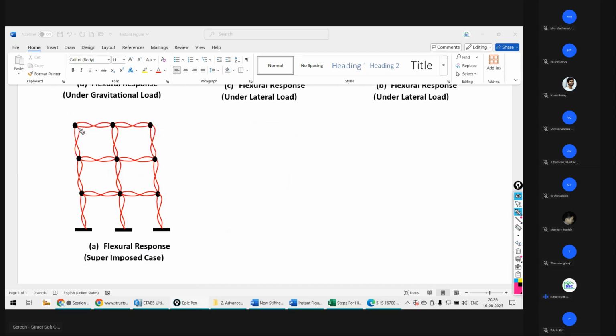So what is happening here? The major cracks are going to be formed here, the minor cracks may be formed, or no cracks will be there at some of the points along the span of the beam. Same is happening for the case of your column.